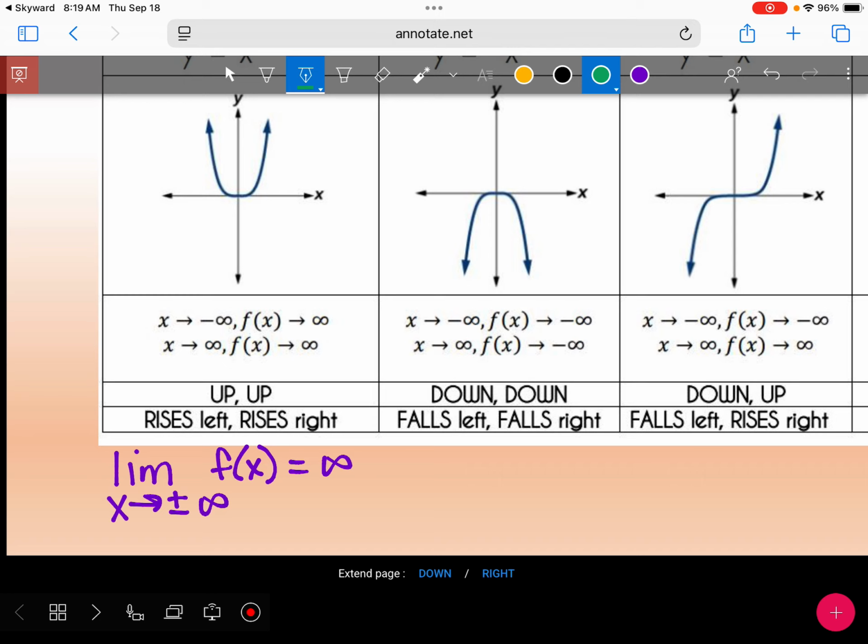Now, if it's even and negative, you would still do the limit as x approaches positive or negative infinity of f of x equals, but because it's going down, what do you think I'm going to write this time? Negative infinity. Good.